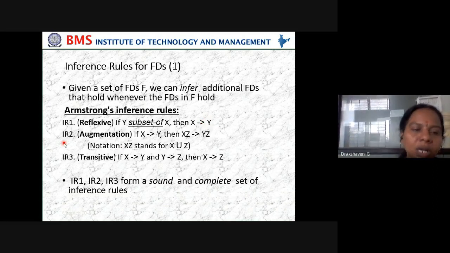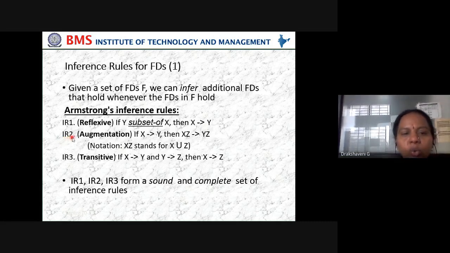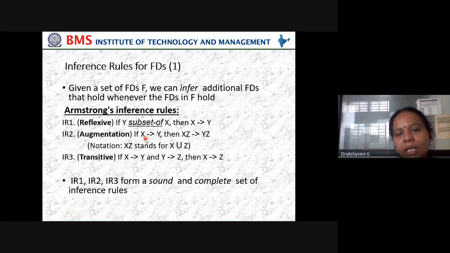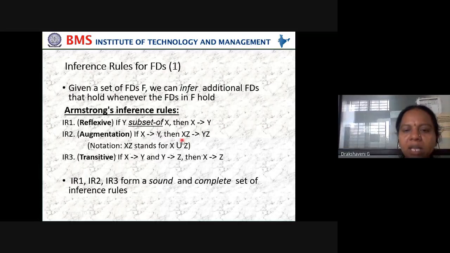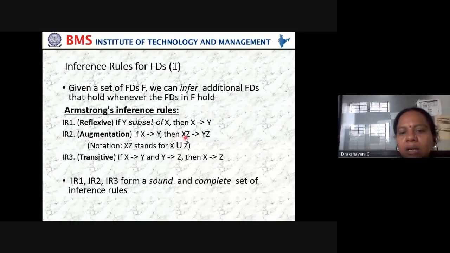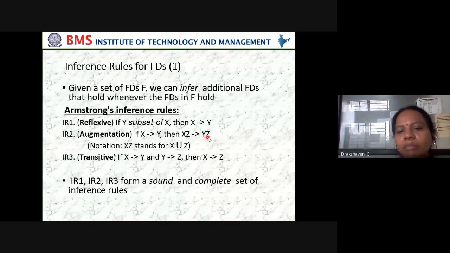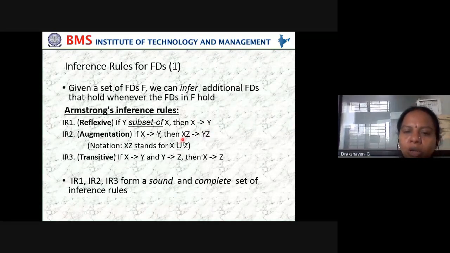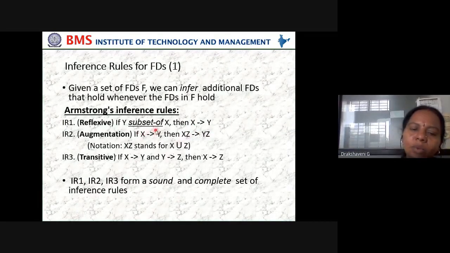Then one more, inference rule 2, that is augmentation. If X is functionally dependent on Y, then XZ is functionally dependent on YZ. So we have seen that if we add one more component to the existing one, then XZ is functionally dependent on YZ.